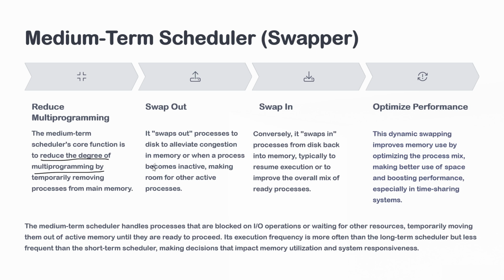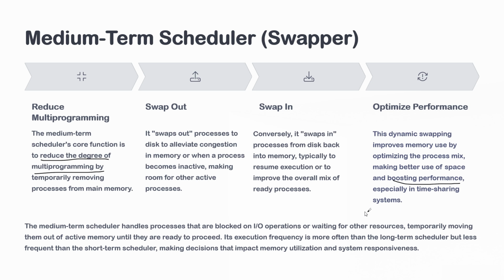Swaps out. It swaps out processes to disk to alleviate consumption in memory or when a process becomes inactive, making room for other active processes. Swapping in: conversely, it swaps in processes from disk back into memory, typically to resume execution or to improve the overall mix of ready processes. Optimize process mix.